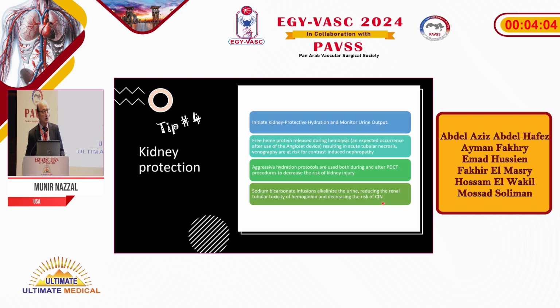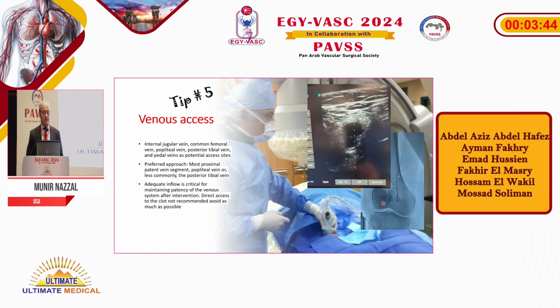If you decide to do AngioJet or any clot removal in a very swollen leg, you need to work on kidney protection, and that is before you go to the procedure, including hydration, sometimes giving other medications or giving bicarbonate, or after the procedure, give the patient a lot of fluids. Venous access is very important.